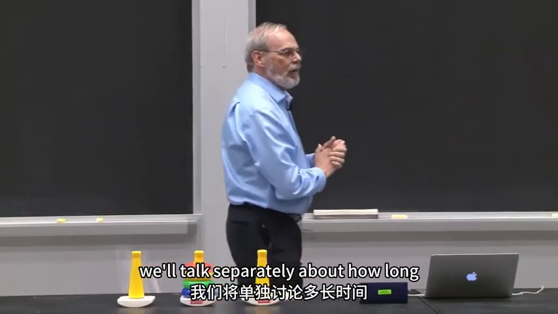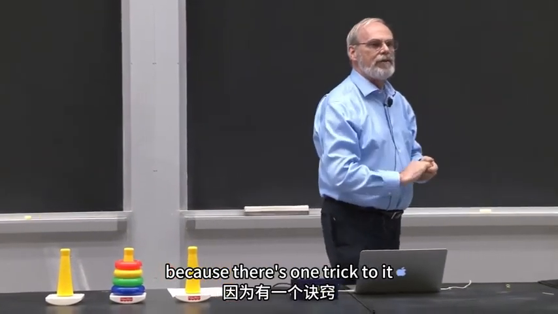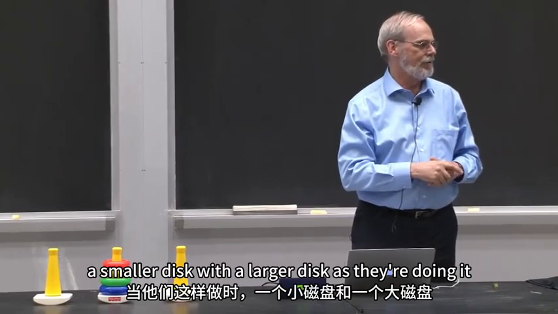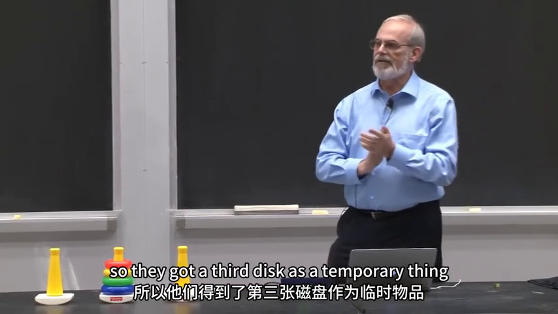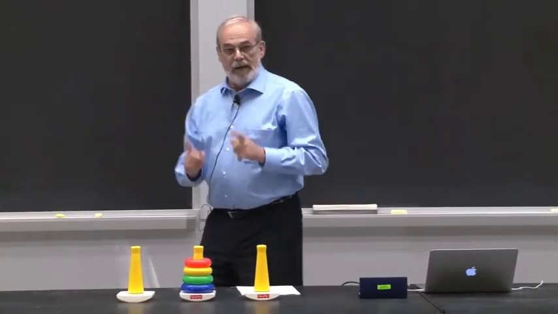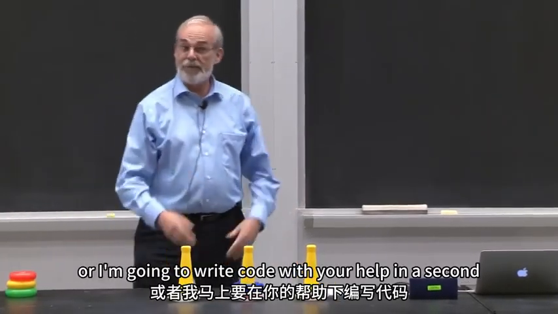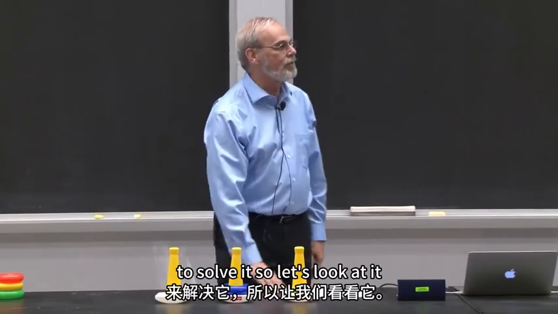We'll talk separately about how long this is going to take, because there's one trick to it. They can never cover a smaller disk with a larger disk as they're doing it. So they have a third spike as a temporary place. And I want to show you how to solve this problem, because you're going to write code with my help in a second, or I'm going to write code with your help in a second to solve it. So let's look at it.